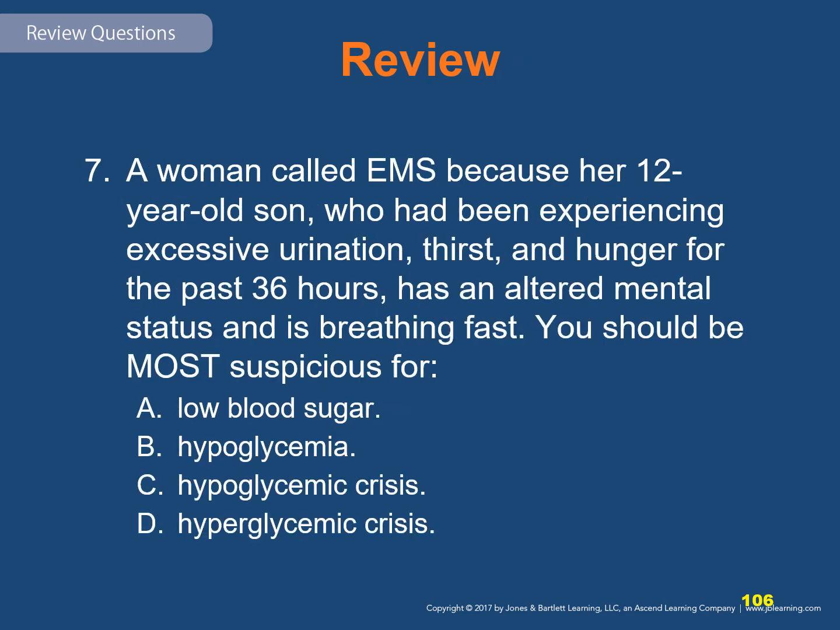Question 7. A woman called EMS because her 12-year-old son, who had been experiencing excessive urination, thirst, and hunger for the past 36 hours, has an altered mental status and is breathing fast. You should be most suspicious for A, low blood sugar, B, hypoglycemia, C, hypoglycemic crisis, or D, hyperglycemic crisis. Think about this one just for a minute, and I know you'll get the right answer.